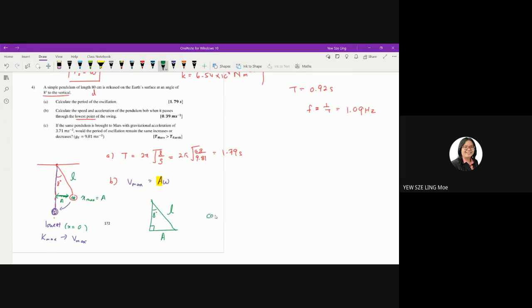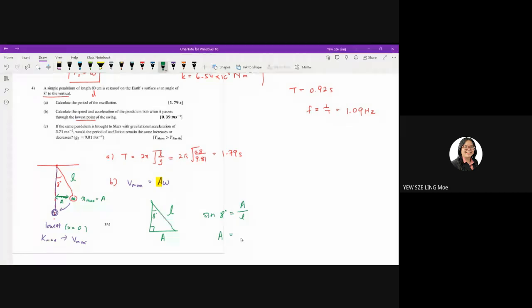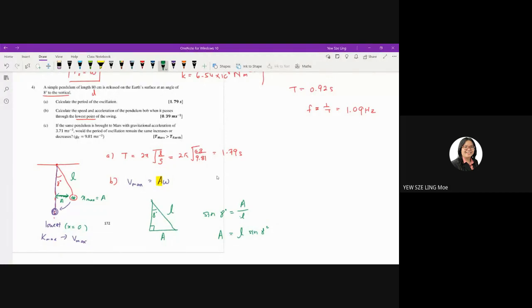Now let's calculate the A. Sine 8 degrees equals A over L. Therefore amplitude equals L sine 8 degrees. L is 0.8 meter, so 0.8 sine 8 degrees. From here you obtain the value of the amplitude, which equals 0.11 meter. So that is the length of the amplitude, 0.11 meter.